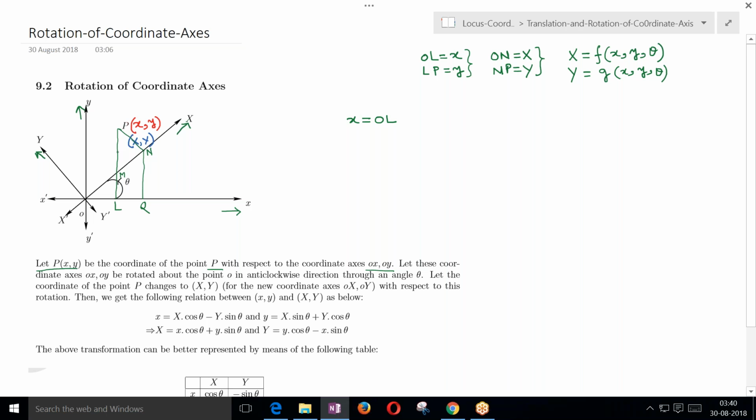Now x is equal to OL. So what is OL? OL is nothing but OQ minus LQ. So that is OQ minus LQ. What is OQ? That we are going to find. From here we get OQ, that we will find after some time, minus LQ. LQ is nothing but RN.